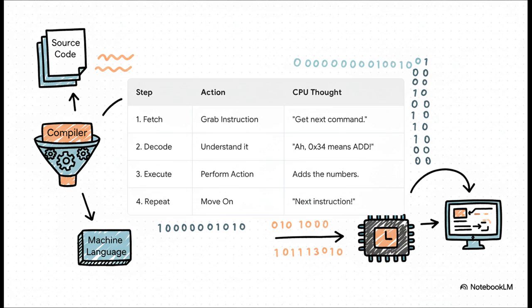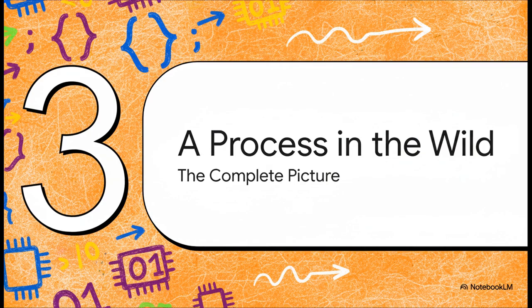Then it executes the command. And then it repeats. Fetch, decode, execute over and over and over again. So we have our ingredients, right? We have the machine code and we have the CPU ready to execute it. Now let's put all the pieces together and see how a program actually comes to life as a running process.